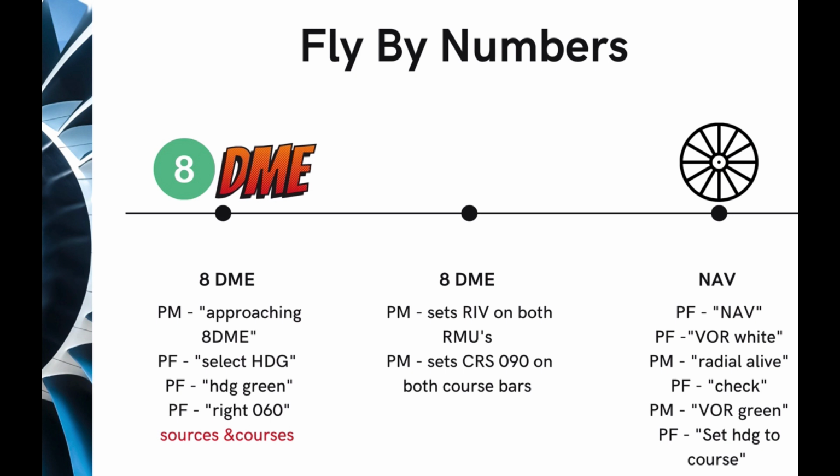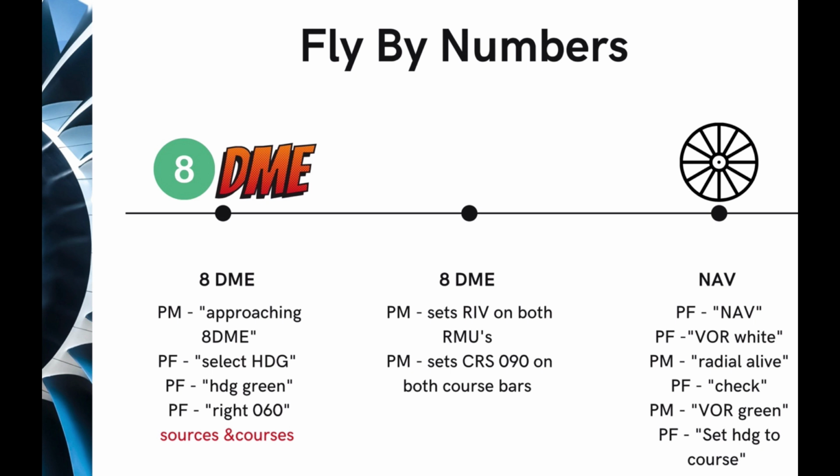The pilot flying calls for select heading, the response heading green, and then right 060. We needed to go to heading mode again because we were on nav mode and the departure calls for us to turn on to a heading. So we select heading, we see heading green, we call heading green, we turn right onto 060 degrees, and we announce sources and courses. This is a little verbal cue that we do to make sure that we select the correct frequency on the RMU, and we also intercept the correct radial.